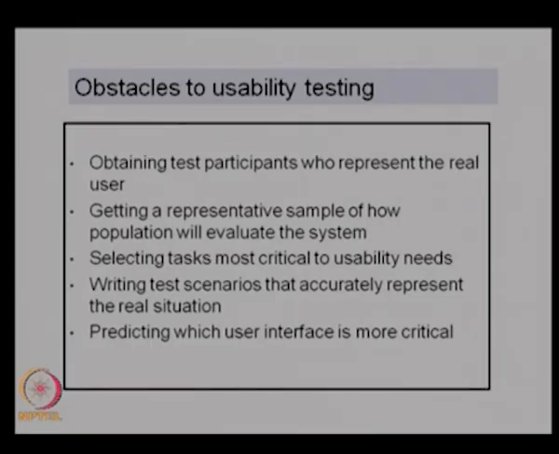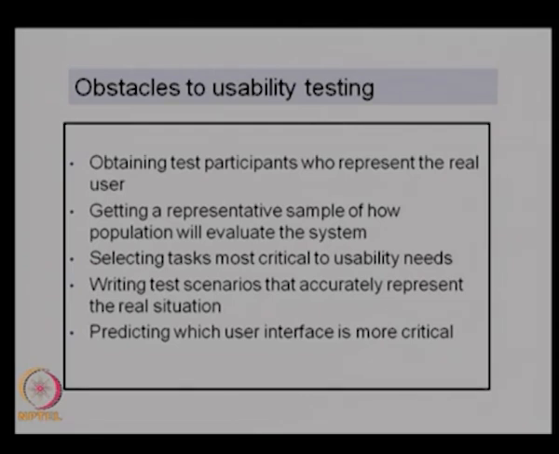Then selecting tasks most critical to usability needs. As I mentioned, we need to see which tasks need to be tested by the users, but selecting the tasks most critical to usability needs is also very important. So the designers need to analyze all the tasks, see which are the most critical tasks, and accordingly do the testing.